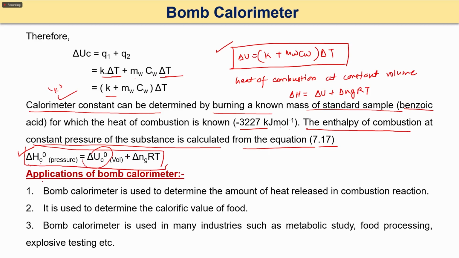Now, what are the applications of this bomb calorimeter? A bomb calorimeter is used to determine the amount of heat released in a combustion reaction, that is delta U. Also, it is used to determine the calorific values of food. Next, it is used in many industries for metabolic studies, food processing, and explosive testing. These are the uses and applications of the bomb calorimeter.